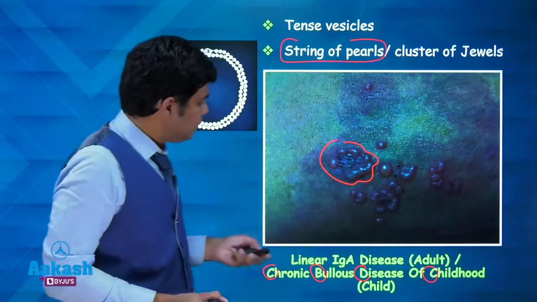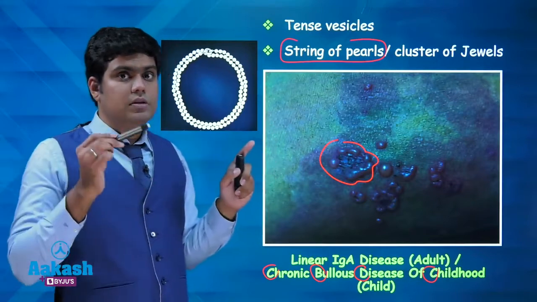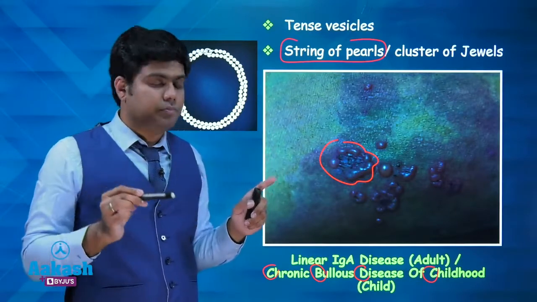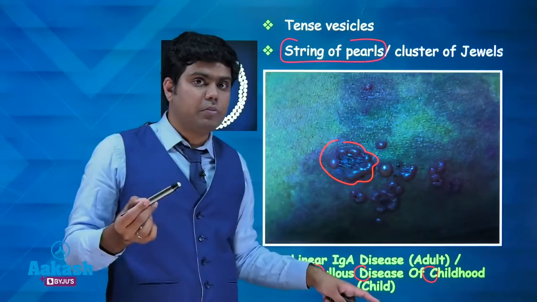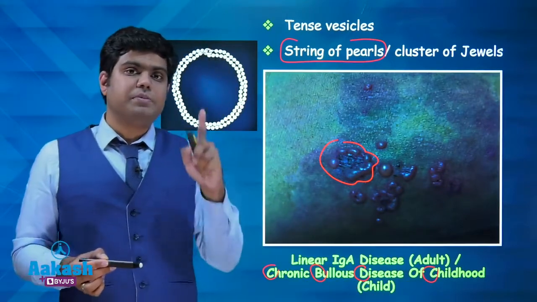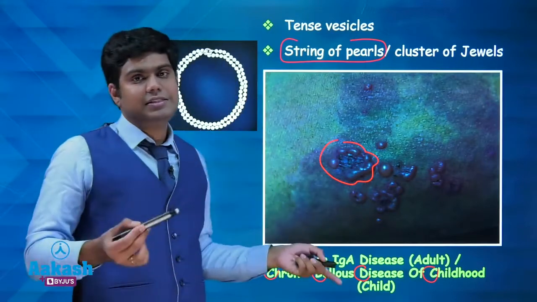Okay, friends. So the drug of choice was asked and it was a subepidermal blistering disorder. Can you tell me linear IgA disease, is it subepidermal or intraepidermal? Remember, intraepidermal is pemphigus, bullous pemphigoid is subepidermal, linear IgA disease is subepidermal.